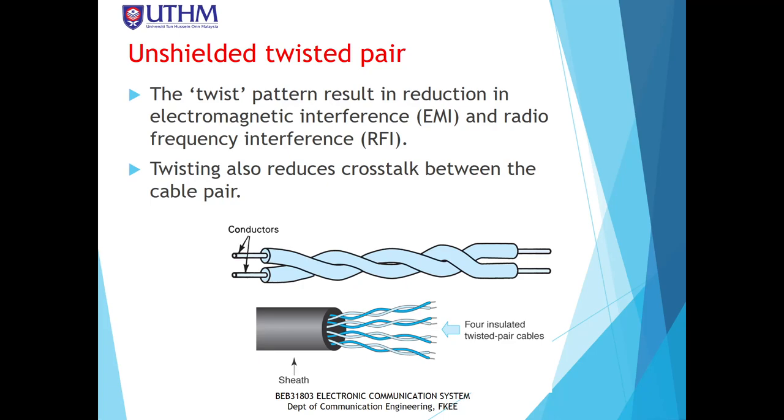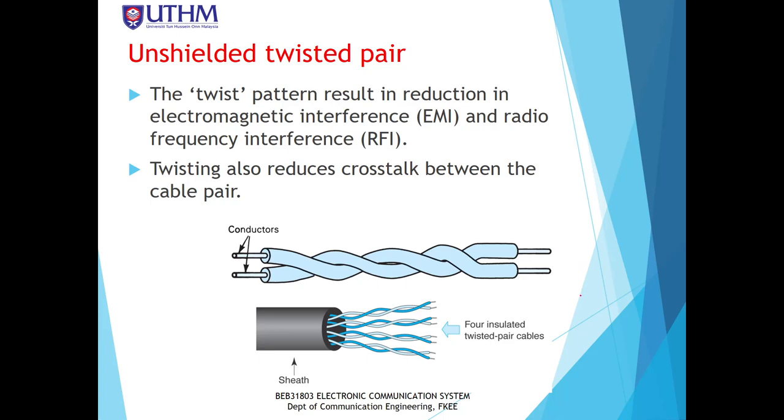So, this is the conductor that we use in our everyday life, actually. In, for example, the iron, okay, striker, dan pelbagai peralatan elektrik yang lain. Okay. So the twist pattern results in reduction in electromagnetic interference (EMI) and radio frequency interference (RFI).